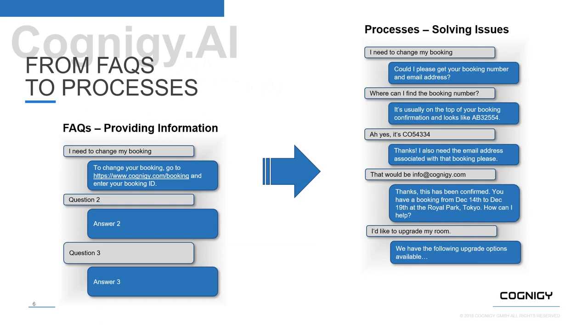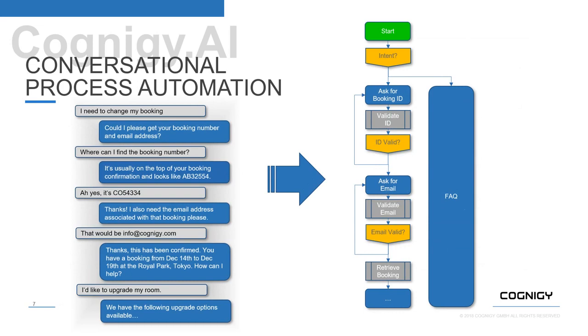In business process management, you're structuring processes like shown on the right side. So what we had to do is bridge this gap from the conversational world to the business process management world with our tool. So the process of changing the booking can be seen on the right side. First, we're identifying the intent behind what the user has said. The intent in this case is changing a booking. Then we ask for the booking ID, validate it. We're asking for the email address, validate that one as well, and then retrieve the booking.